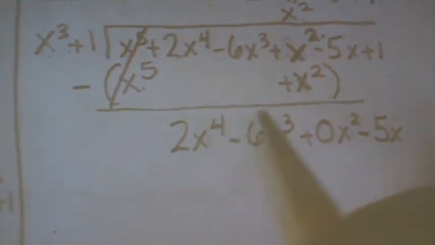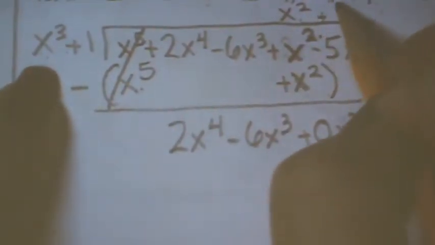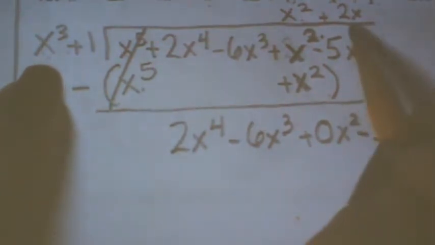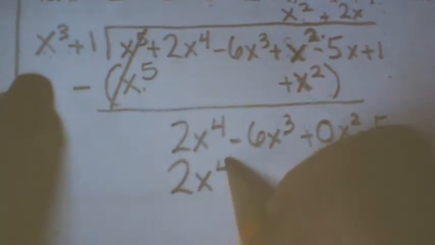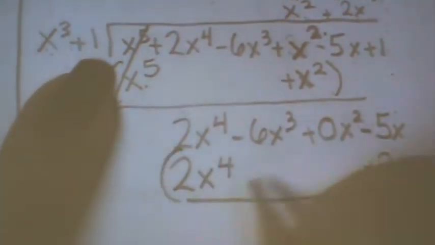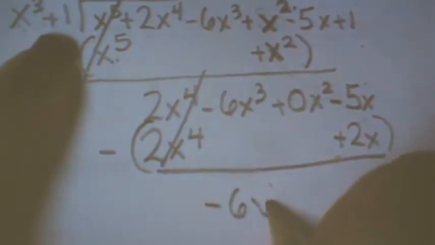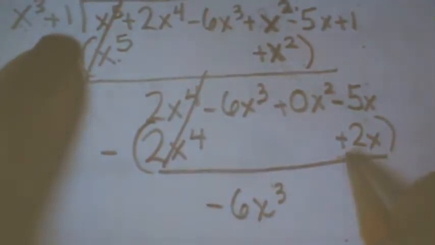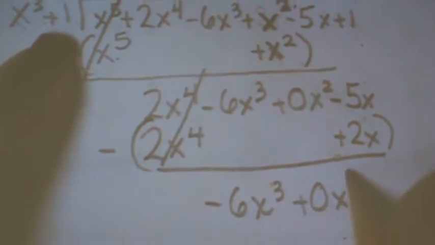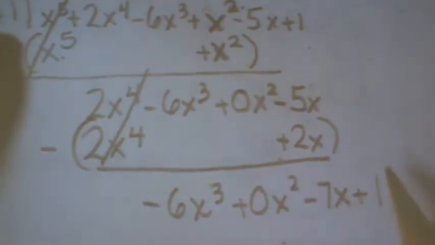Okay, next. I need 2x to the 4th. So what's missing? 2x. 2x times x cubed is 2x to the 4th, and 2x times 1 is 2x. Now, when I subtract these, what do you get? 6x. What's this going to be? Negative 7x. Negative 7x, good. And now bring down the 1.